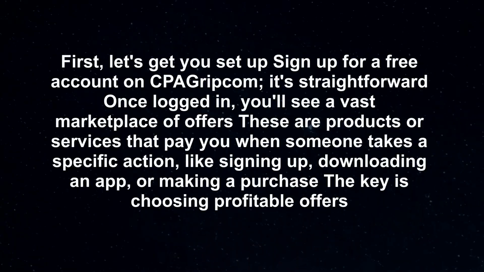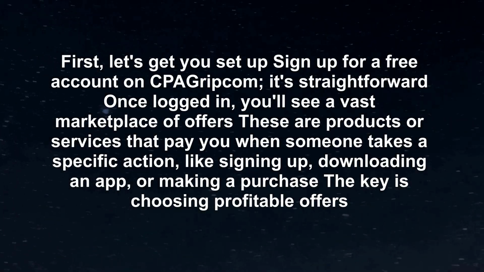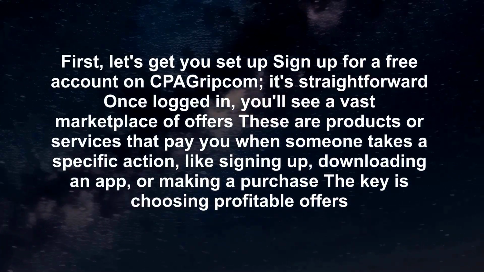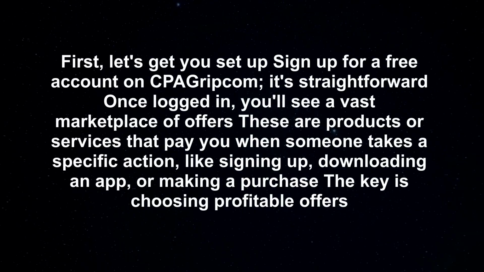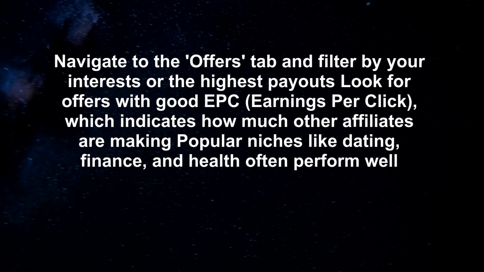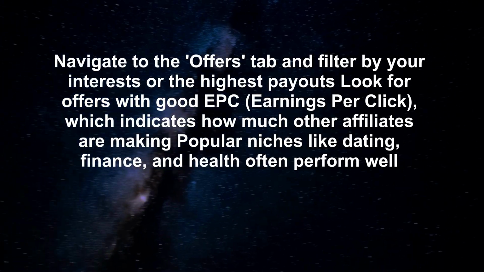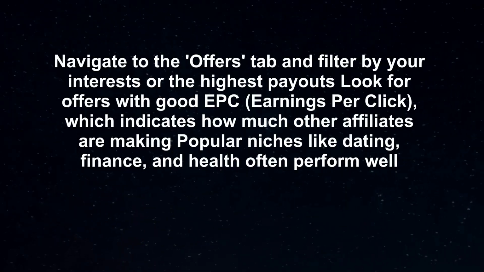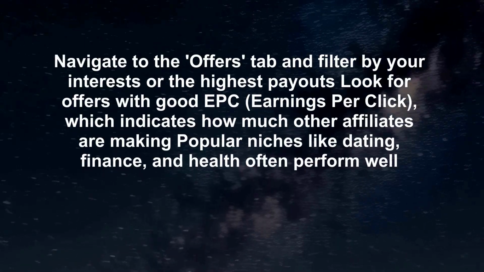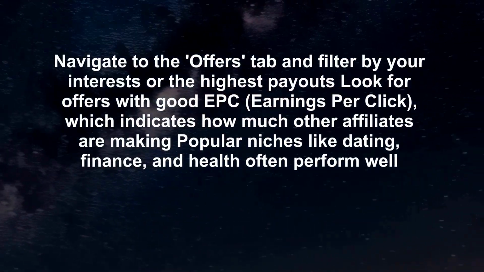These are products or services that pay you when someone takes a specific action, like signing up, downloading an app, or making a purchase. The key is choosing profitable offers. Navigate to the Offers tab and filter by your interests or the highest payouts. Look for offers with good EPC, earnings per click, which indicates how much other affiliates are making. Popular niches like dating, finance, and health often perform well.